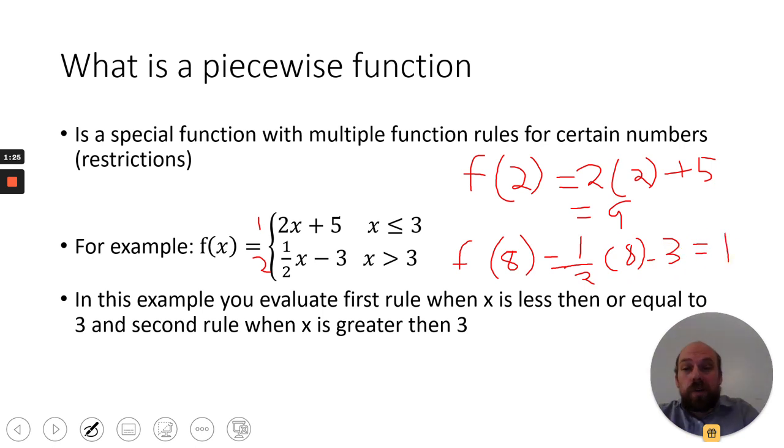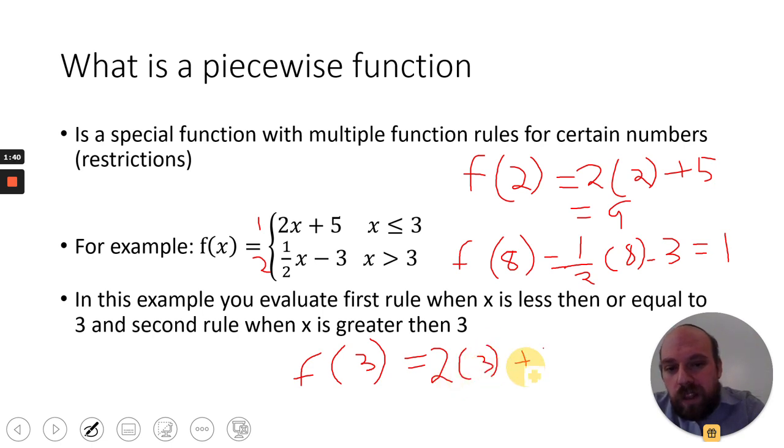The most important number to look at is the number where it switches rules. In this case, where it switches rules is the number 3. So you'd use the first rule, because 3 is less than or equal to 3. So f at 3 will be 2 times 3 plus 5, which would equal 11. Okay, so that's how piecewise functions work.